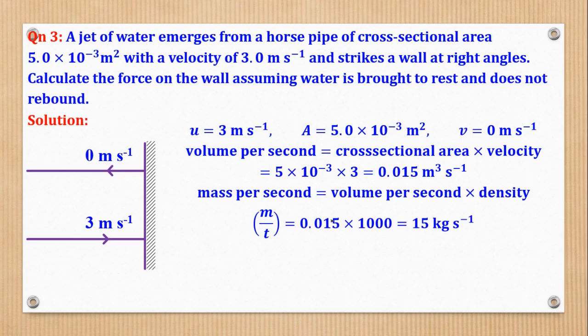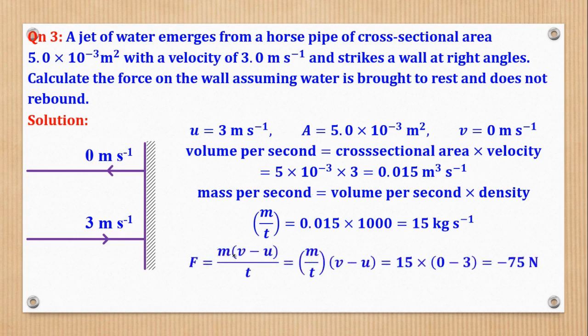So volume per second is this. Density of water is a constant, which is 1000. This gives you that kilograms per second, and that is m over t. Then I will remember the formula that force is equal to change in momentum over time. So m over t is already catered for by this. What is left is v minus u, which is here. So substitute for m over t, which is this, and the change in velocity.